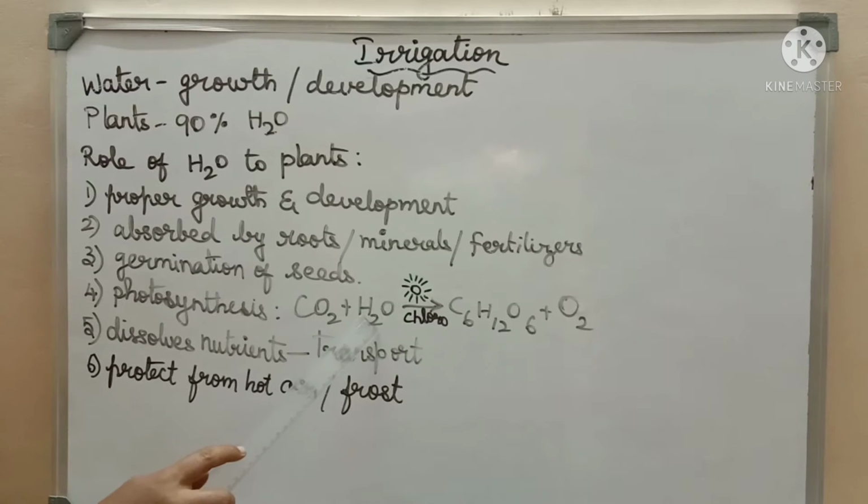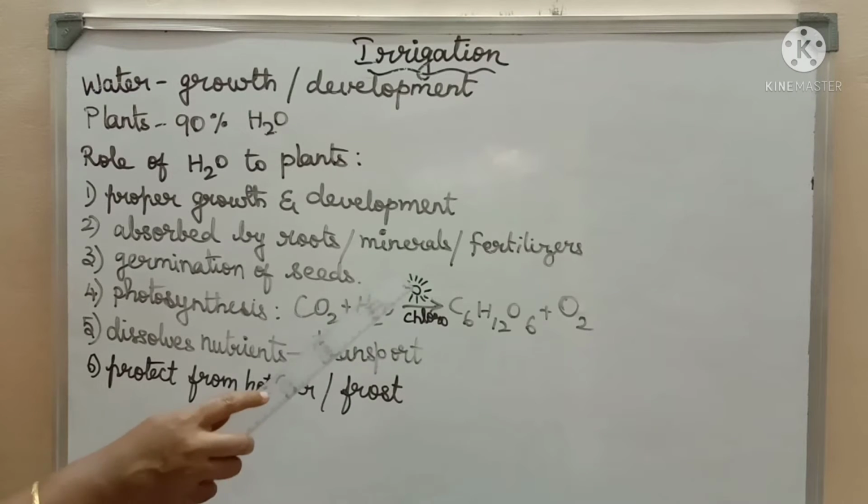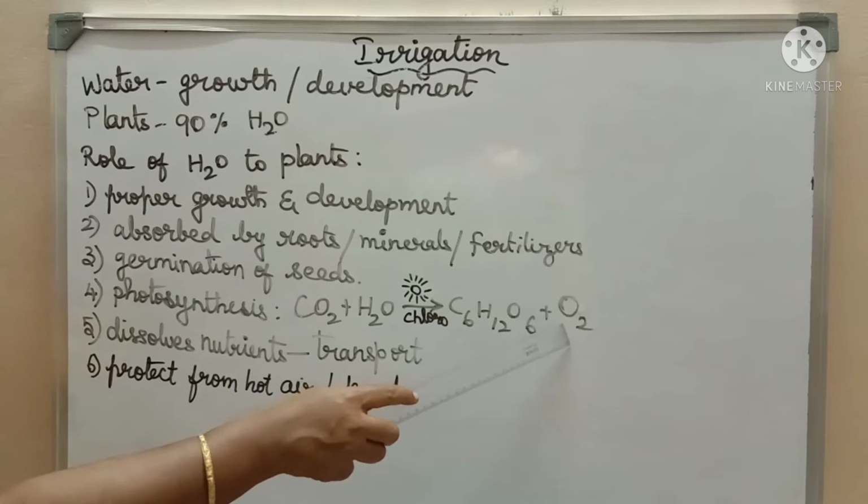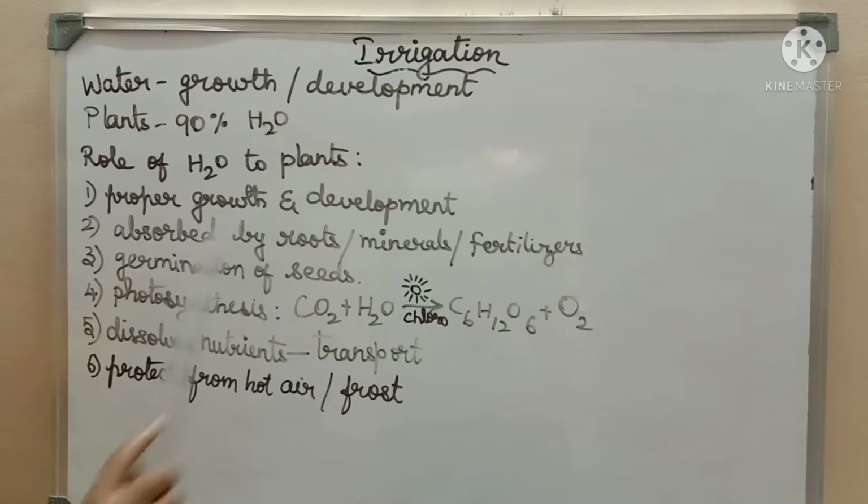Just a recap of the equation. Carbon dioxide combines with water in the presence of sunlight and chlorophyll to prepare glucose molecule and gives out oxygen. Water also dissolves the nutrients and helps to transport them from the root to different parts of the body, and that process is called translocation. Finally, it helps the plant to maintain its temperature and avoid getting dried up by the process of transpiration. So, it helps to escape from hot air or frost condition. Clear, children?